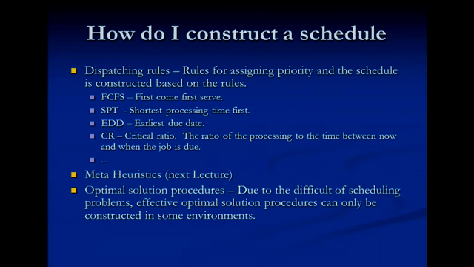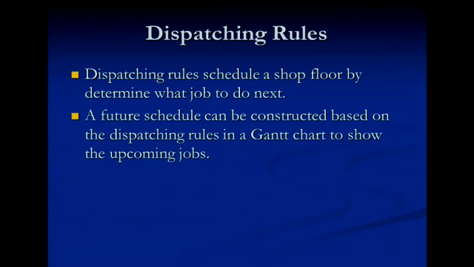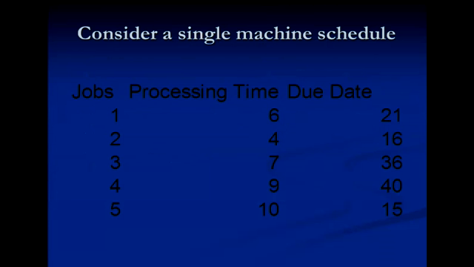You can also look at meta-heuristics and optimal procedures. And for a lot of scheduling problems, optimal procedures can be kind of difficult to develop. So let's look at dispatching rules. Dispatching rules are how you can schedule a shop floor machine to determine what to do next. And a future schedule can be constructed based on the dispatching rules using a Gantt chart.